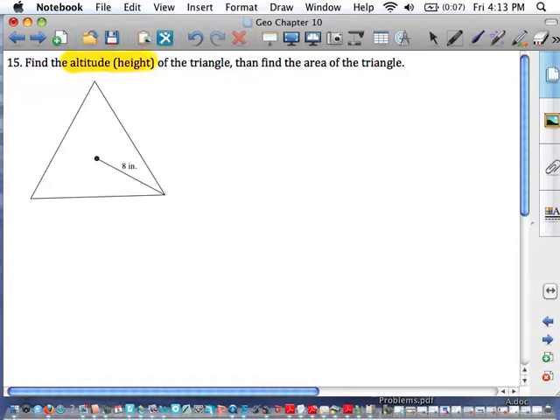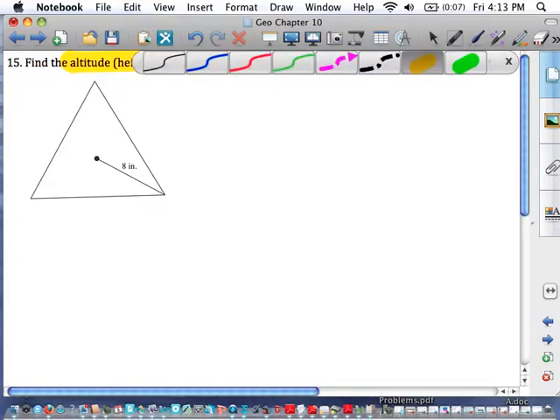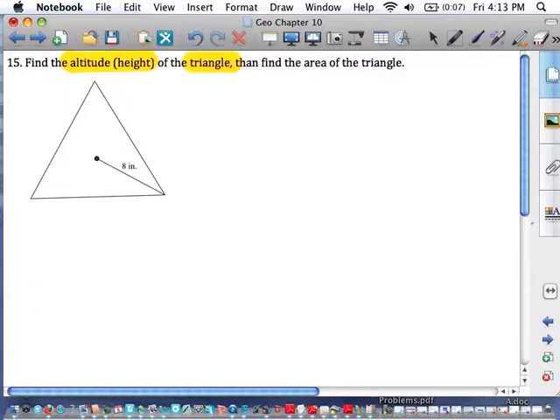Finally, the last problem, again, it's a triangle, and you are asked to find the altitude or the height of this regular triangle. And then you're asked to find the area. So this is a little different because now you are asked to find this height of the triangle. So that's what we're looking for. We're looking for that height.